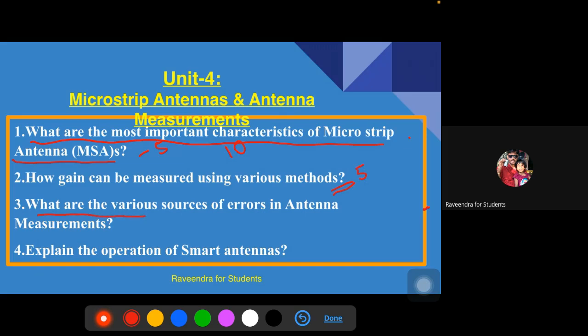Then what are the various sources of errors in antenna measurements? Here also we are having 10 points, so you have to write all the 10 points to get 5 marks. And the last one, explain the operation of smart antennas. So smart antennas operation, write in detail for 5 marks.